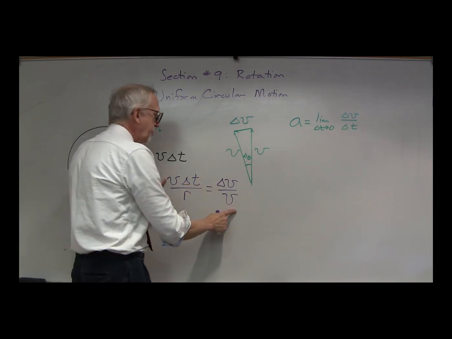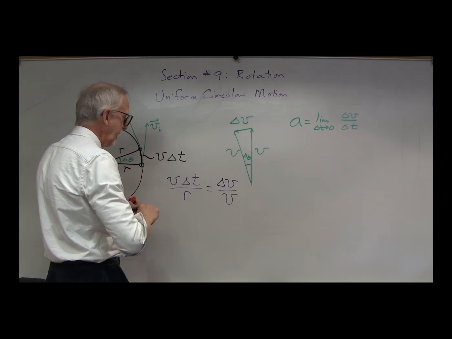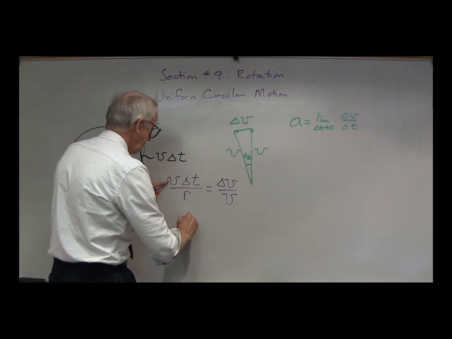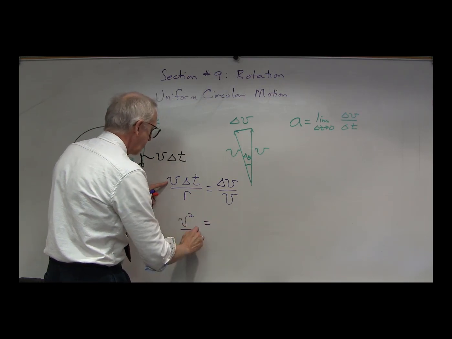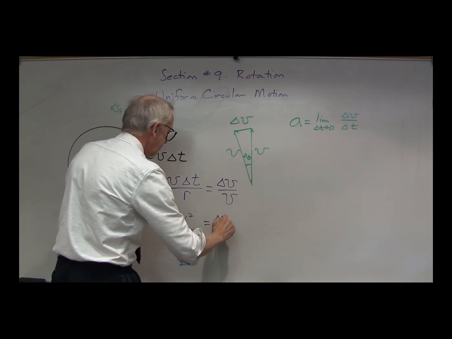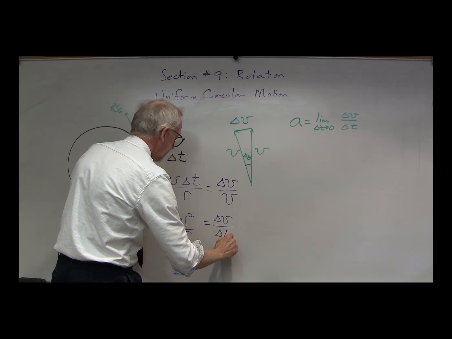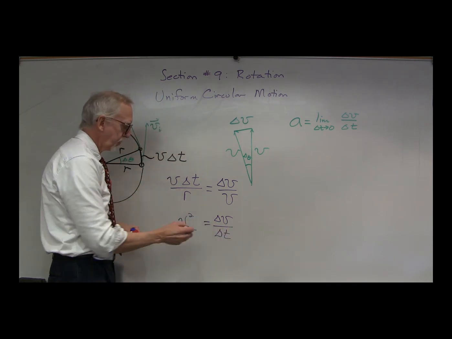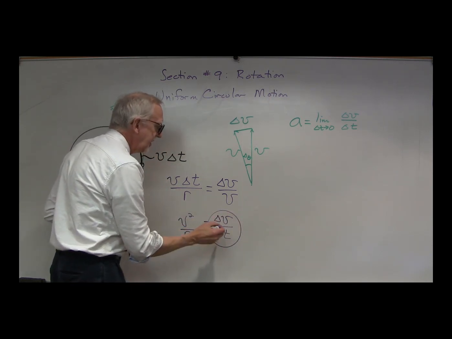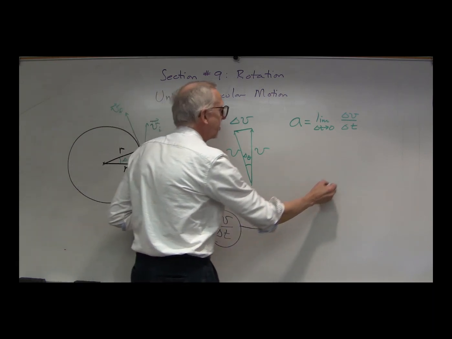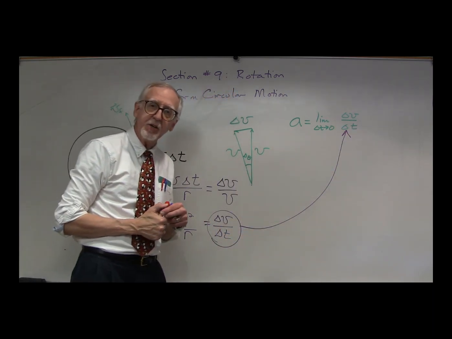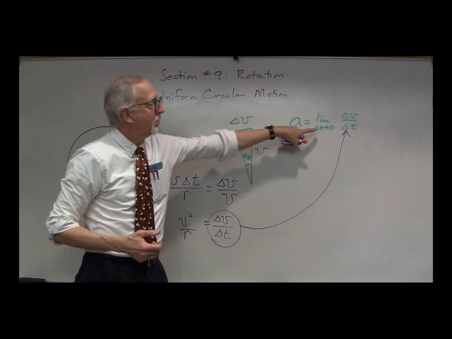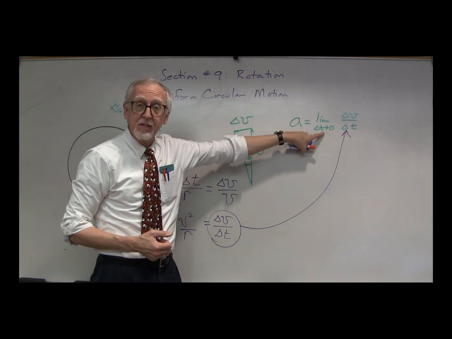Well, let's multiply both sides by v, and what do we get? We'll get v squared, and divide by delta t. So we'll get v squared over r equals delta v over delta t. There we go. But delta v over delta t, that is exactly the term that is in the definition of the acceleration if we take the limit that delta t goes to 0.